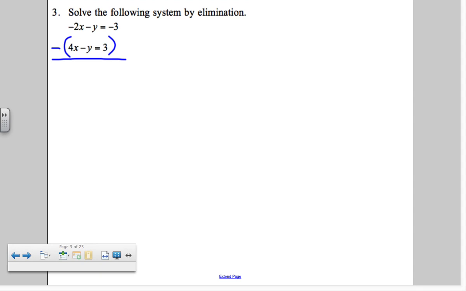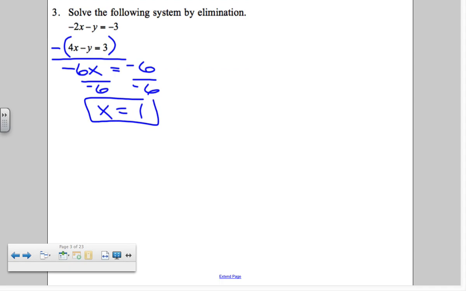So you get negative 2x minus 4x, which is negative 6x. The negative y minus a negative y cancels, and negative 3 minus 3 is negative 6. So that can then be solved by dividing by negative 6, and you get x equals positive 1.